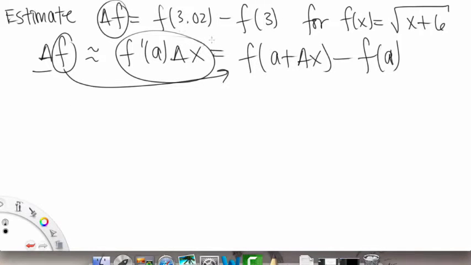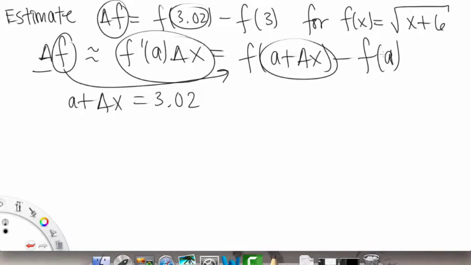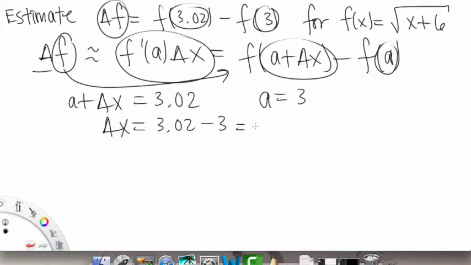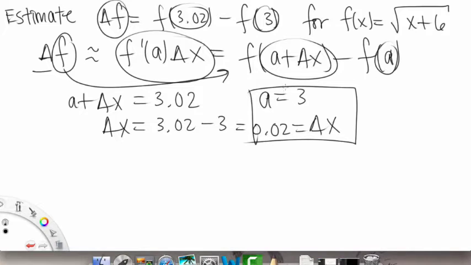So first of all, our a plus delta x is 3.02. So a plus delta x is equal to 3.02, and our a is given as 3. So a is 3, which means that our delta x is 3.02 minus 3, which is equal to 0.02. Okay, so delta x is 0.02 and a is equal to 3. That's important, and we'll come back to that later.